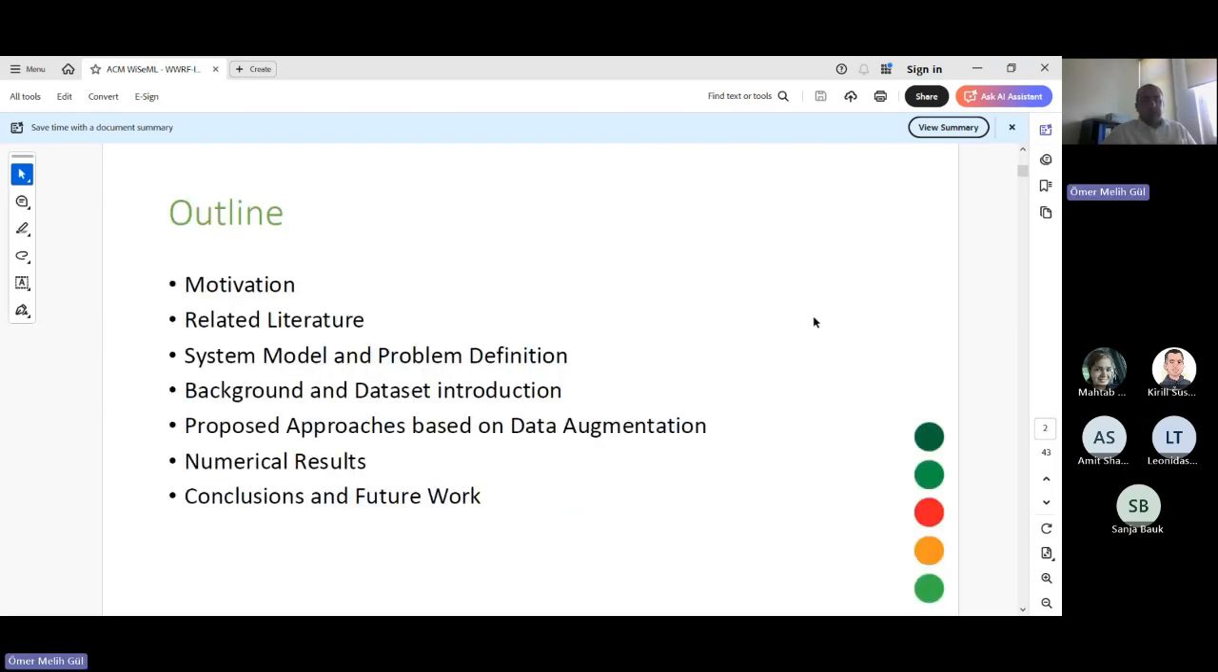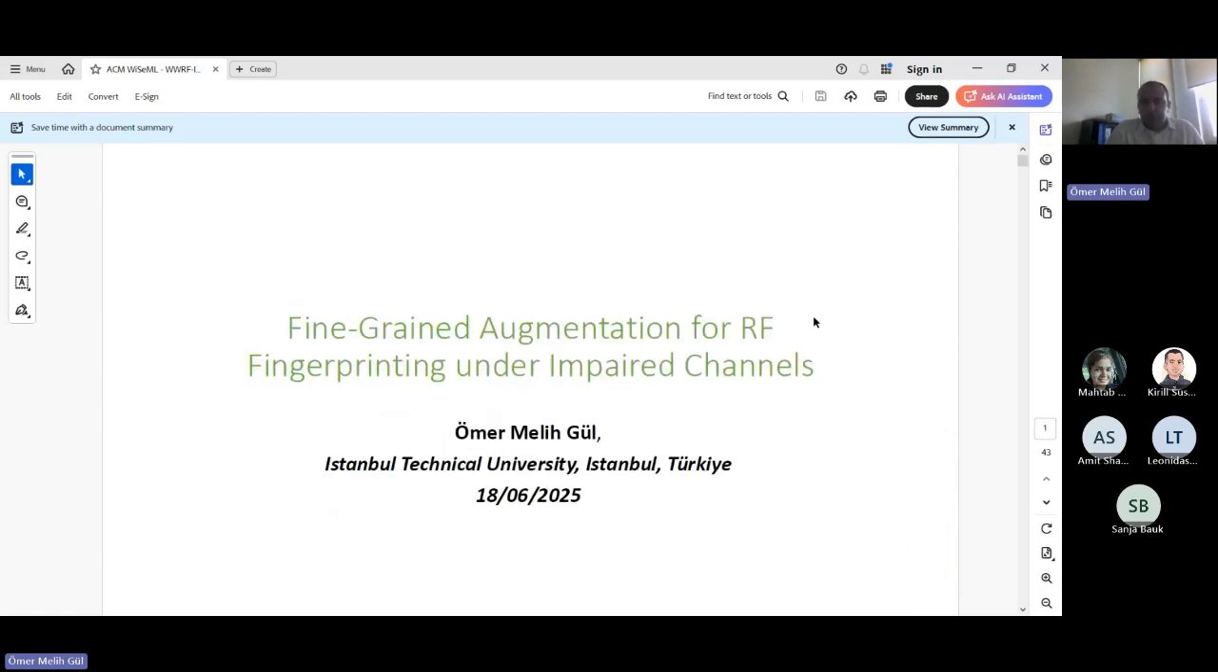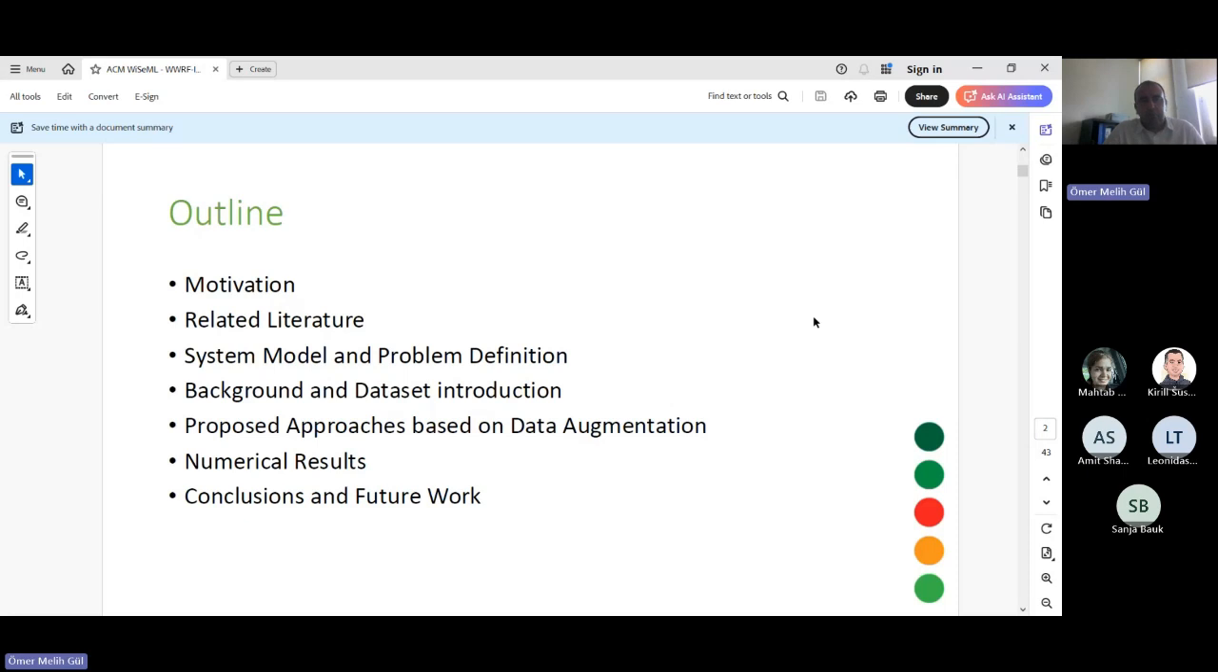Let's jump in. First, we will give some motivation for why we consider RF fingerprinting. We talk about fine-grained data augmentation. Data augmentation is a well-known approach in AI and ML, and we talk about RF fingerprinting. What is RF fingerprinting, and what happens when you consider an impaired channel? So first, we will give some motivation of the problem. Then we will give some closely related literature. Then we will talk more on the system model and problem definition, and give some more background and a dataset introduction, because we are talking about AI and ML.